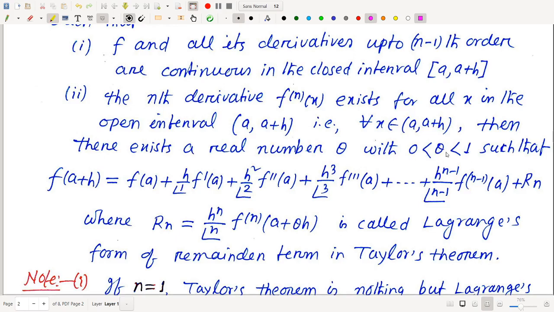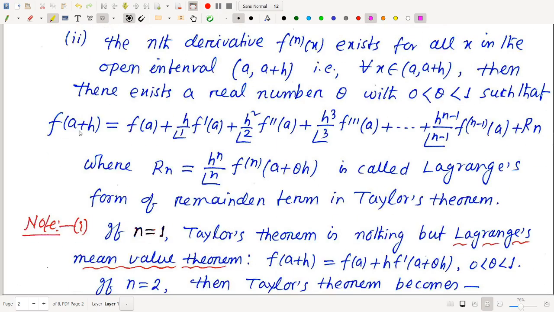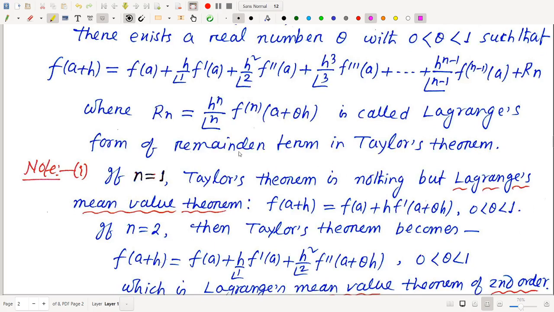1. There exists a real number theta between 0 and 1 such that f of a plus h equal to f(a) plus h by 1 factorial f'(a) plus h square by 2 factorial f''(a) plus h cube by 3 factorial f'''(a) plus dot dot dot plus h to the power n minus 1 by n minus 1 factorial f^(n-1)(a) plus Rn. Last time we have written Rn. What is Rn? Where Rn is h to the power n by n factorial f^n(a plus theta h), means nth derivative of the function f at the point a plus theta h. And this Rn is called Lagrange's form of remainder term, or just simply Lagrange's form of remainder. Lagrange's form of remainder term in Taylor's theorem.